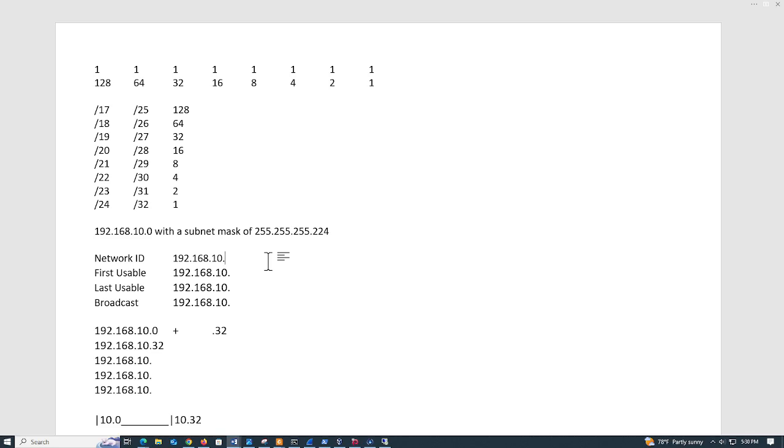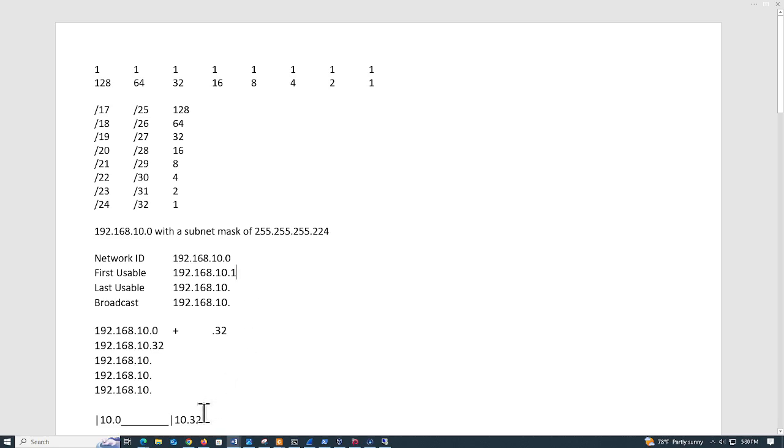Well, the network ID is always going to be even. It's always going to be the first number in the subnet, and it's always going to be the lowest number. It's already been given to us, so it's 10.0. We know that if you add 1 to that, what does it do? Gives you 10.1, right? That's your first usable. First usable is always odd. Broadcast is always odd. Last usable is always even.